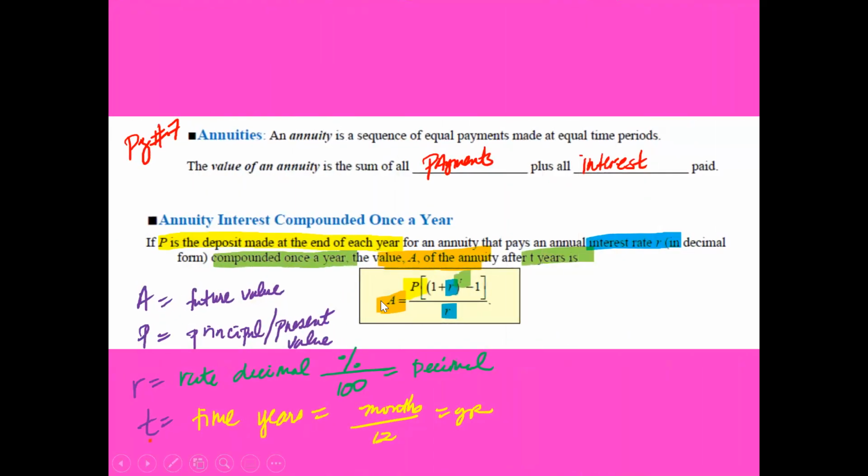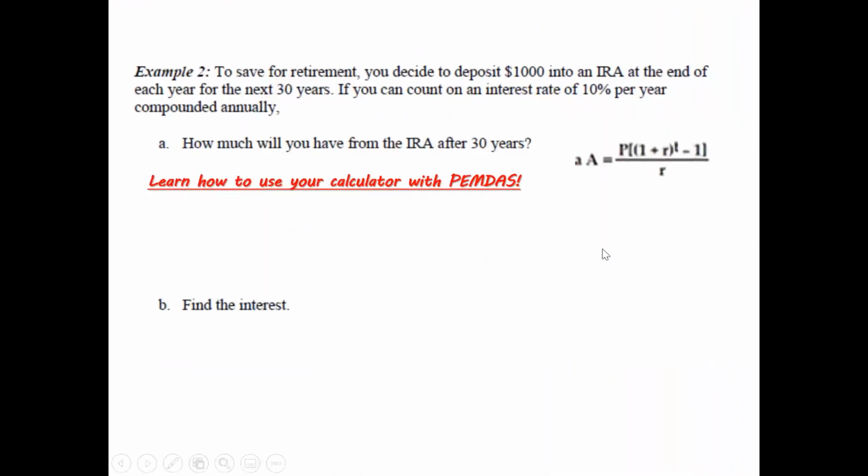All right, so take a look at what this is right here and what it stands for. All right, let's jump into example 2. And it says, to save for retirement, you decide to deposit $1,000 into an IRA.